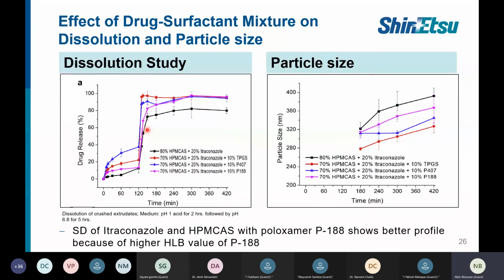almost around 80%, you can say. On the other hand, if they went for a second combination, they reduced the polymer concentration to 70%, keeping the drug concentration the same at 20%, and the remaining 10% they used a different kind of surfactant. The solubility is also improved, and another factor to understand is that it is also improving the solubility in the initial 1 hour in acidic media.